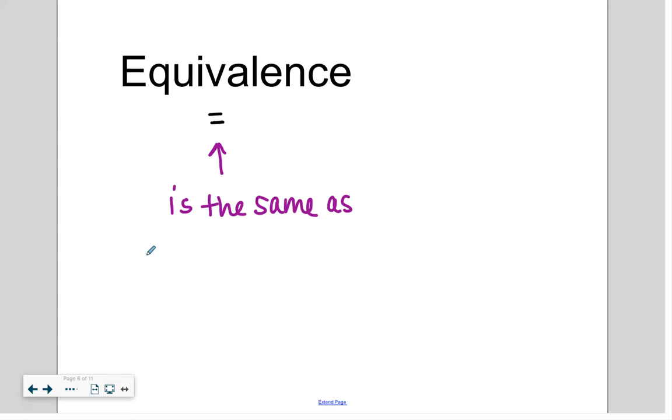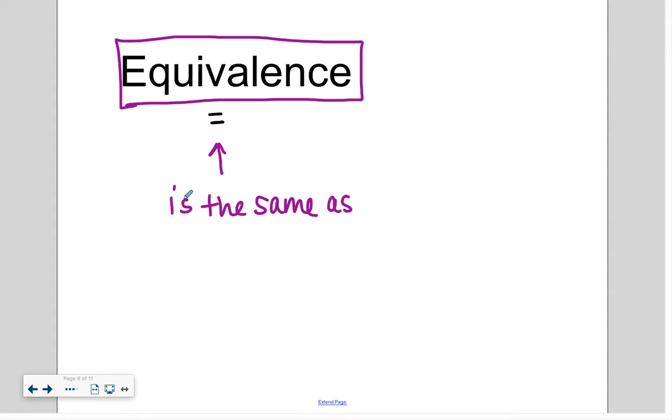And if I can think about when I have equations or expressions, what the word equivalence means is the same as, it can help me to answer questions. Is the same as doesn't have to look the same. For example, x plus y is the same as 15. That doesn't look the same, right? This doesn't look like this. But we're saying that x plus y and 15 are the same thing.